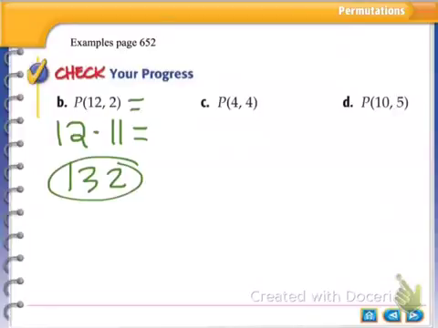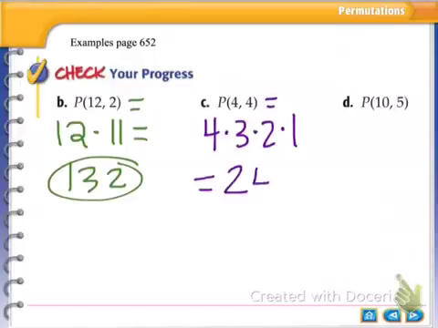Alright, looking at the next one, we've got P(4, 4). Okay, so I'm going to start with 4, and I need 4 numbers. 4 times 3 times 2 times 1. Alright, so when I multiply that, I get 24. So the answer to part C is 24.